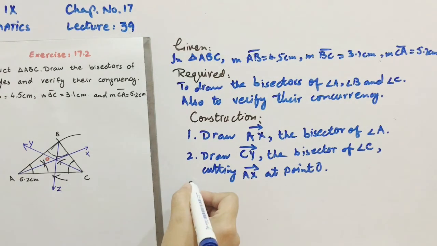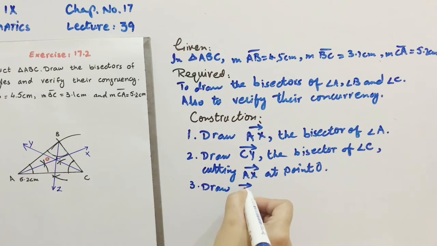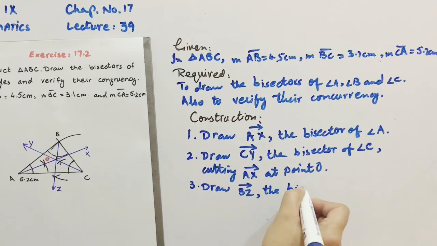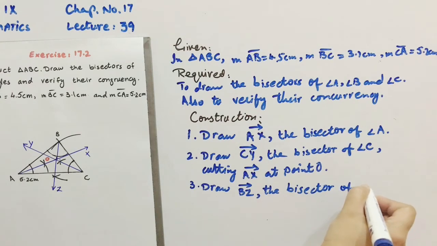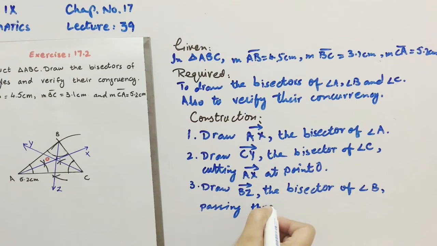Step number 3, draw ray BZ, the bisector of angle B, passing through point O.